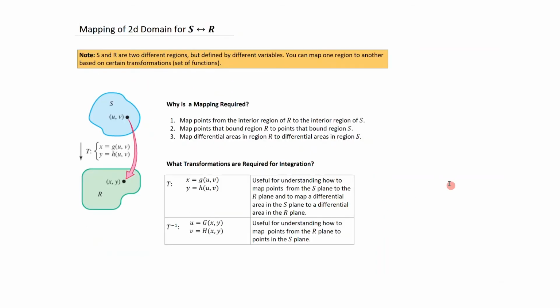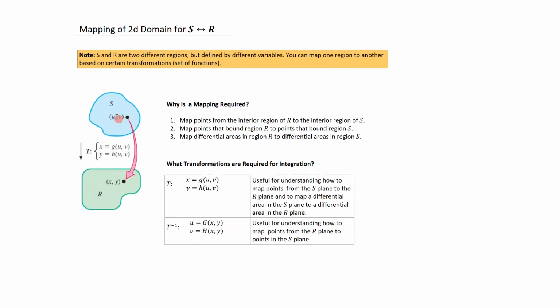All right, so now we're going to go into the 2D case, and there are a couple of things that we need to understand right off the bat. We're going to be mapping from the S domain into the R domain. This picture shows the S region, defined in terms of two variables, u and v, and the region R in Cartesian coordinates, defined in terms of variables x and y.